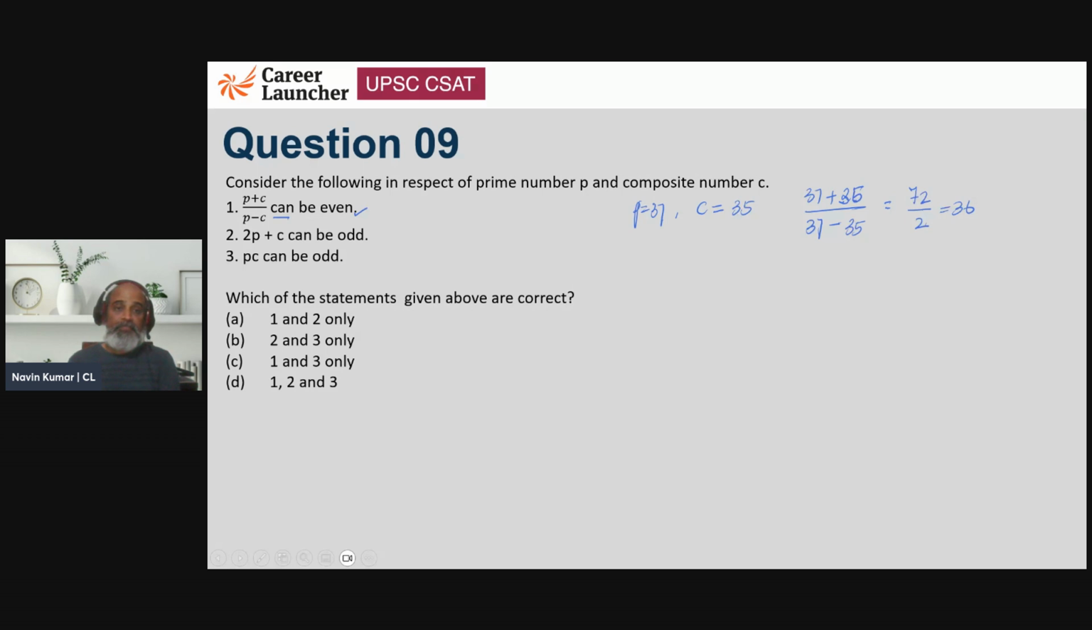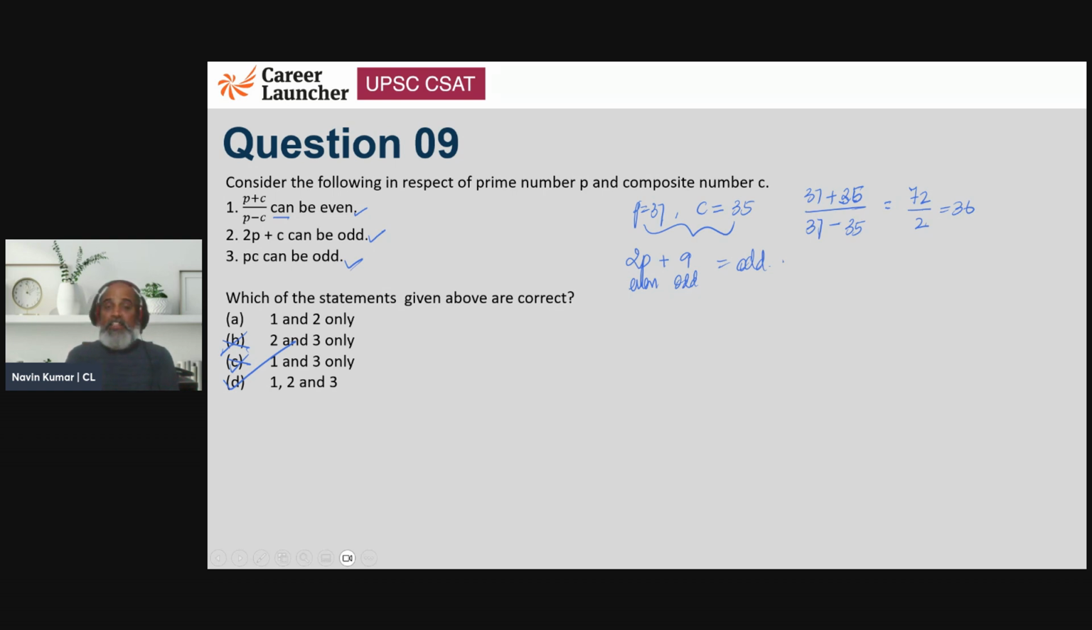So the first one, can be even, is correct. Now the second one: 2P plus C can be odd. 2P will definitely be even, and if I add an odd number, it can become odd. So I have to think of an odd composite number, which is as simple as C being 9. So yes, it can be odd. This is also correct. Now we check the third: P into C can be odd. Yes, it can be. We just saw that if we take both of them to be odd, the product can be odd. So this is also true. So option D becomes our answer.